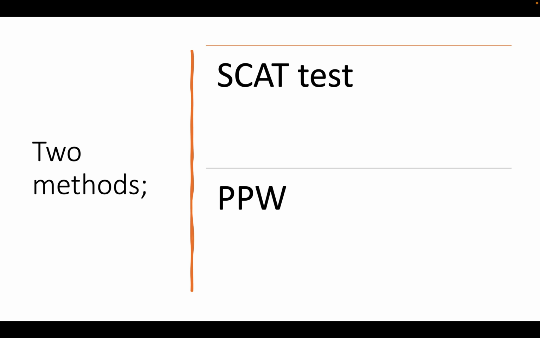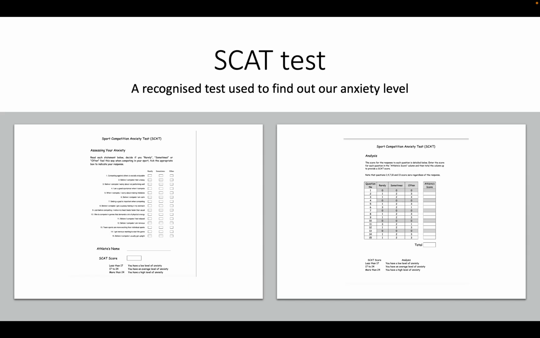So we're going to cover two methods during this video, the SCAT test and the PPW. We're going to start off by looking at the SCAT test. On screen just now you can see the SCAT test. It's a double-sided sheet of A4 paper, and on the left-hand side you can see the first side of the sheet of paper, and on the right-hand side you can see the second side of the sheet of paper.